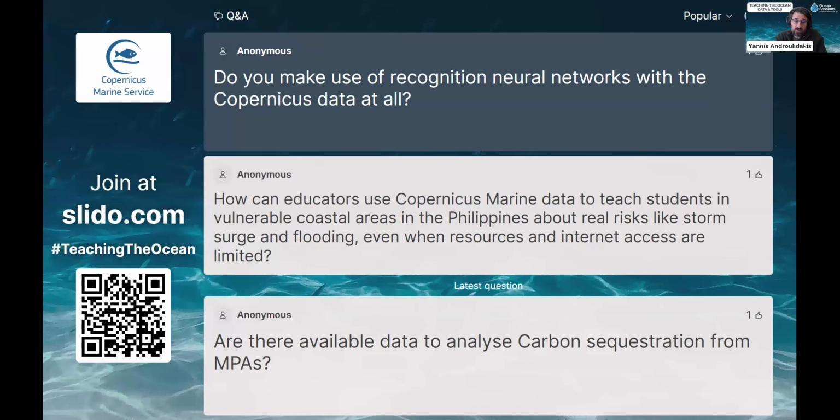Not for the course, not for the class, but of course, yes, we use Copernicus data to train neural networks for many research activities, like temperature, to train a model for predictions, but not for teaching activities, not myself at least.